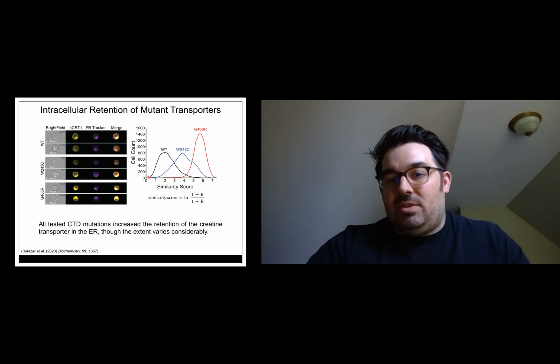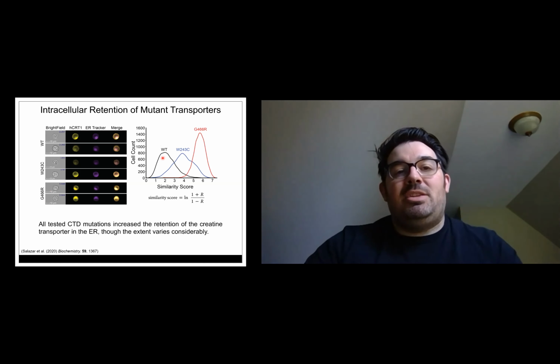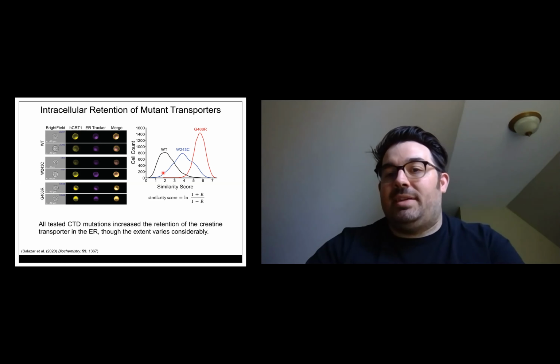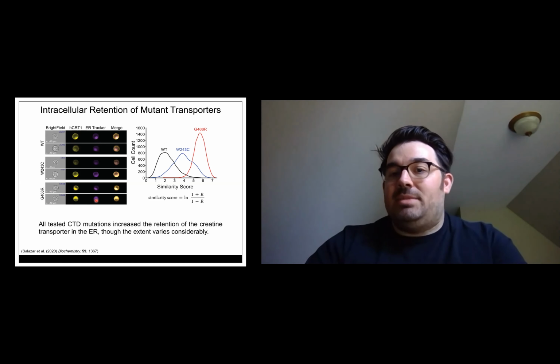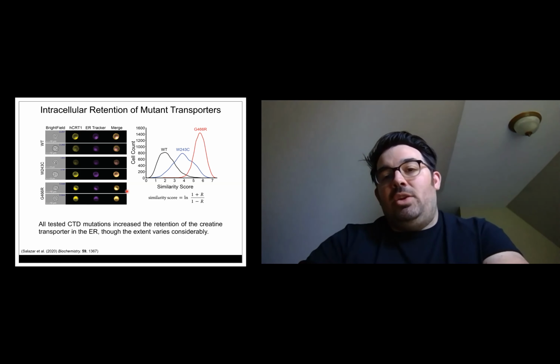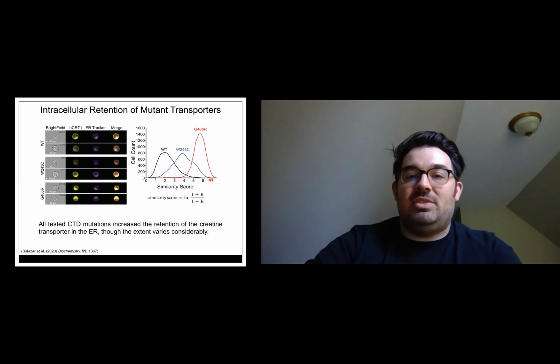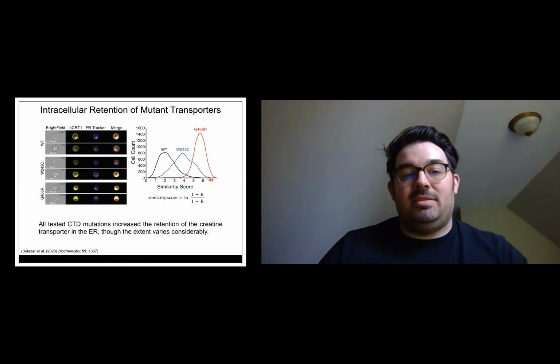And so this is a distribution of several thousand single cell measurements. And you can see similarity between the ER dye and the creatine transporter is fairly low for wild type. For the mutants that cause misfolding, you see this really high similarity indicating the proteins, again, trapped inside the cell. And then you have mutants that are somewhere in between. So again, the point of this is just to see if there are different types of defects that are caused.